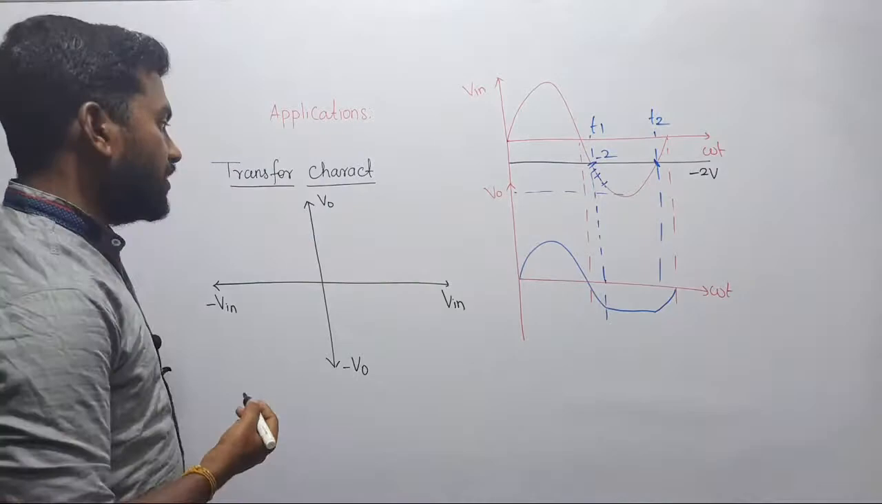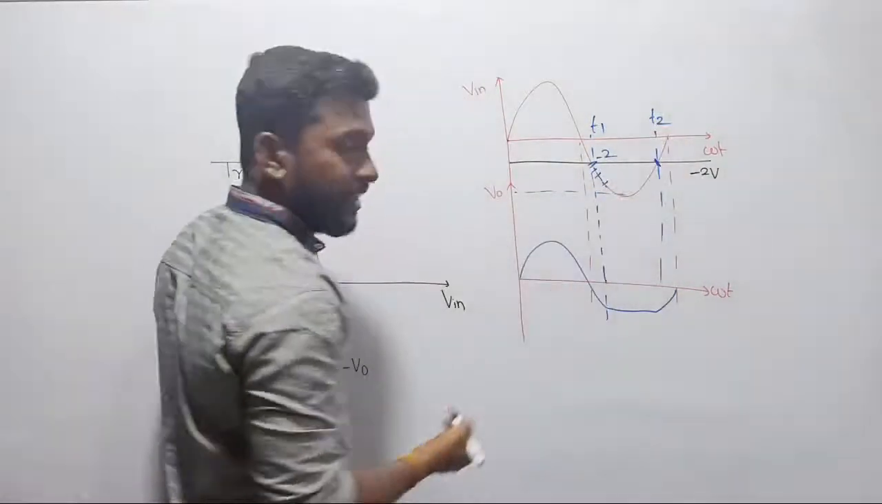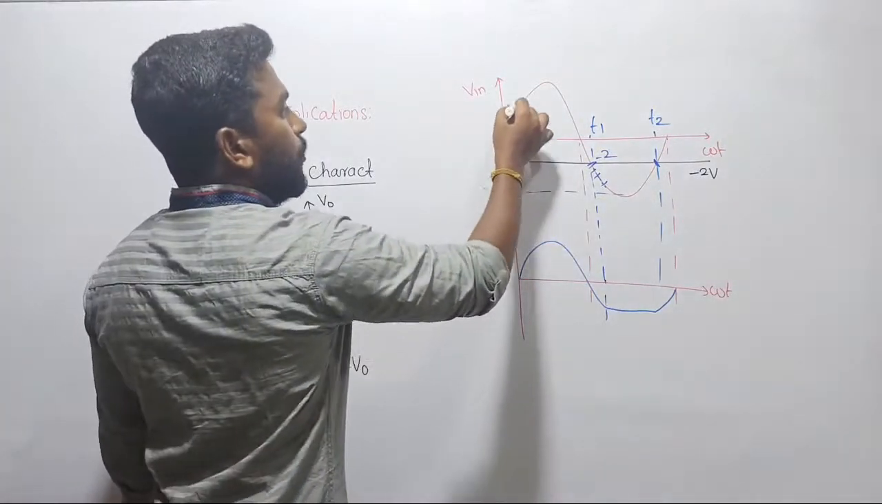Now let me draw the transfer characteristics, the relation. Guys, listen. Actually, this is our input signal, right? Exactly, sir. This is our input signal. Now what I have done here, see, your input voltages keep on increasing.